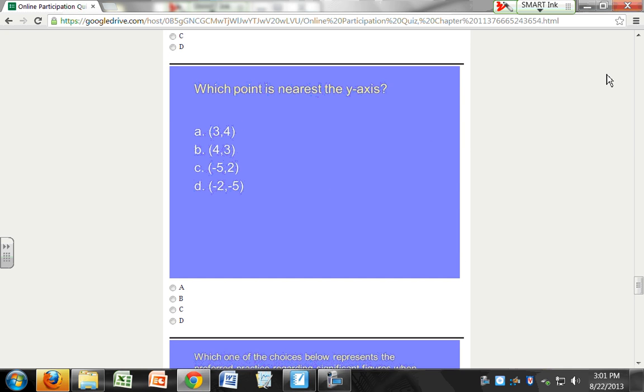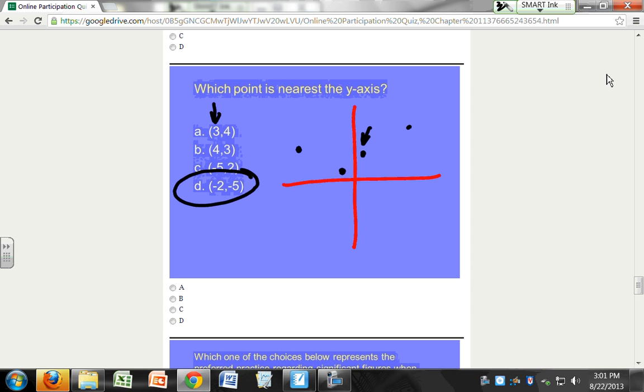What point is nearest the y-axis? Think about your Cartesian coordinate system. The point that is nearest the y-axis is going to be the point with the smallest x value. All right? So we want to look for that point that has the lowest value of x. These are x coordinates, and I just look for that. That's going to be -2, -5.